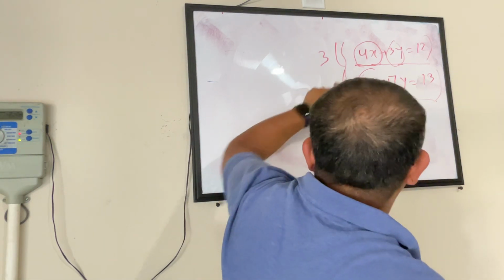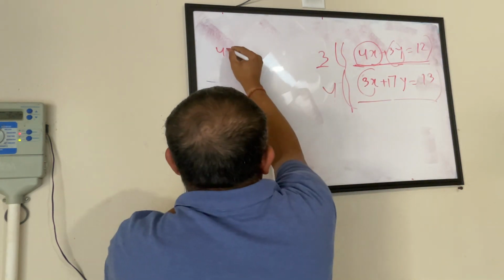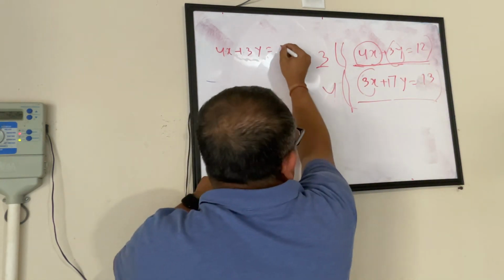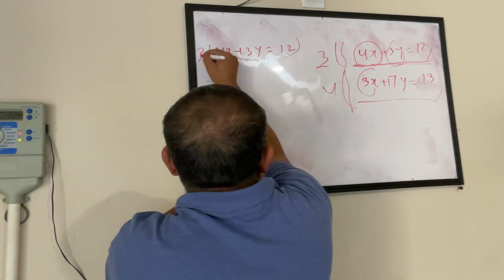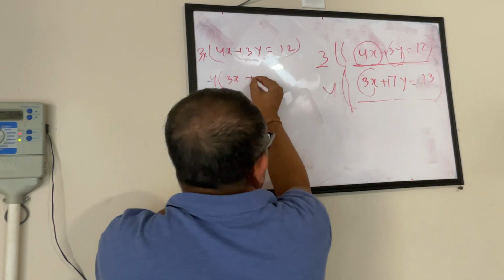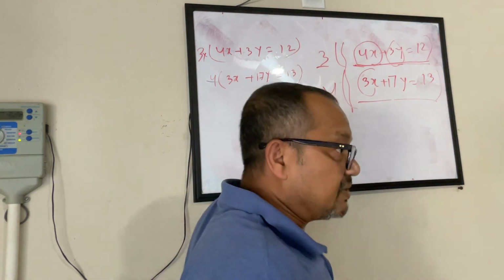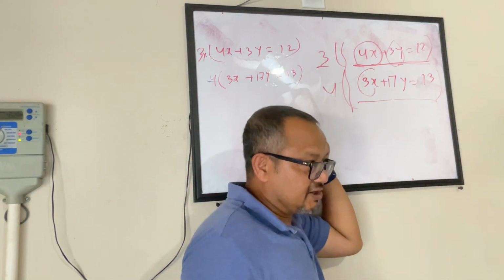Now let's look at this. Multiply this equation with 3. It becomes 4x plus 3y equal to 12. Multiplying this by 3. And second equation we are multiplying by 4. 3x plus 17y equal to 13. Okay? This is what we are doing. I am not trying to act smart. I will still do it.